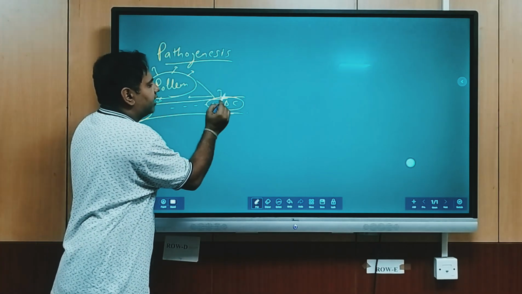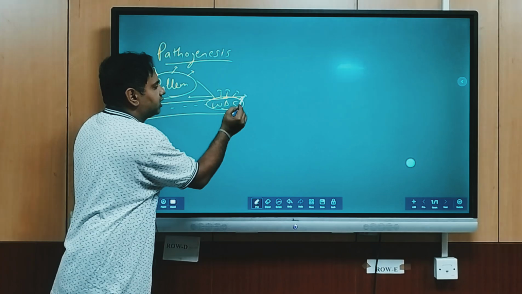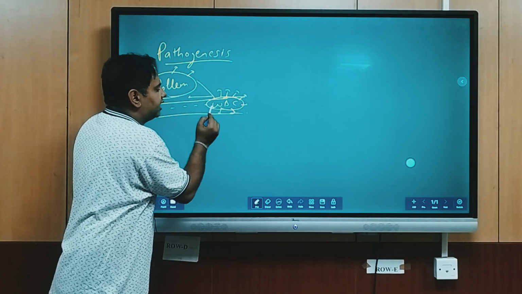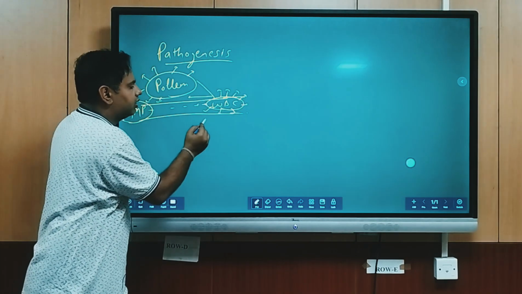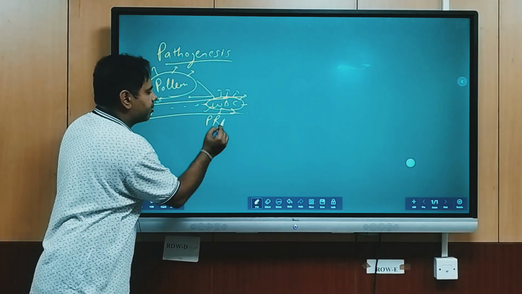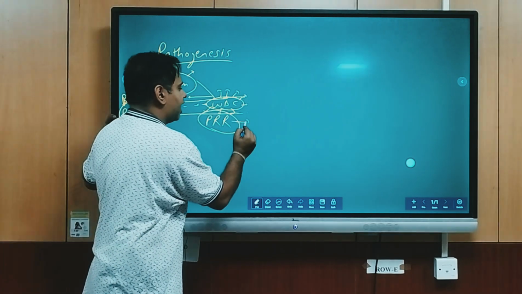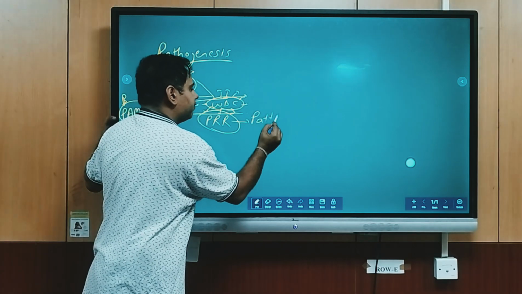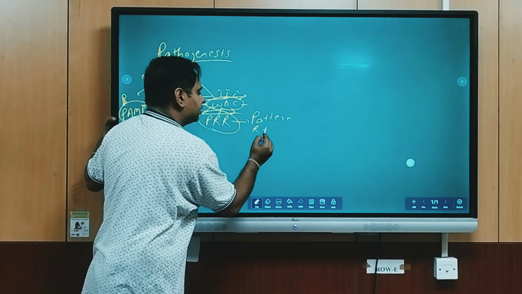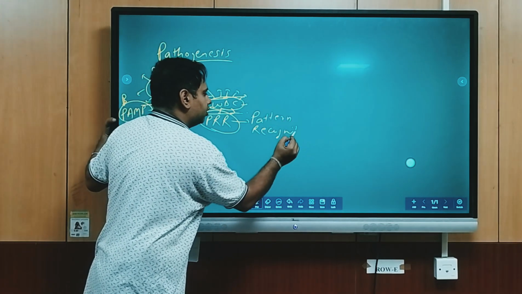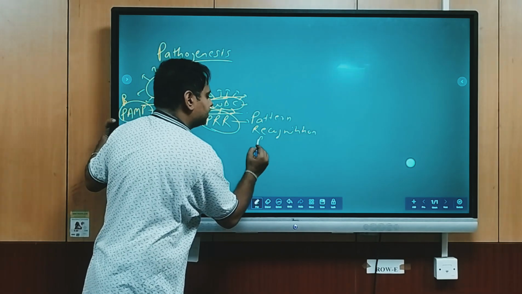I told you there are sensors on your immune cells. Sensor proteins are there on the immune cells, and that we call PRR. PRR stands for pattern recognition receptors. So as its name indicates, what is their purpose?